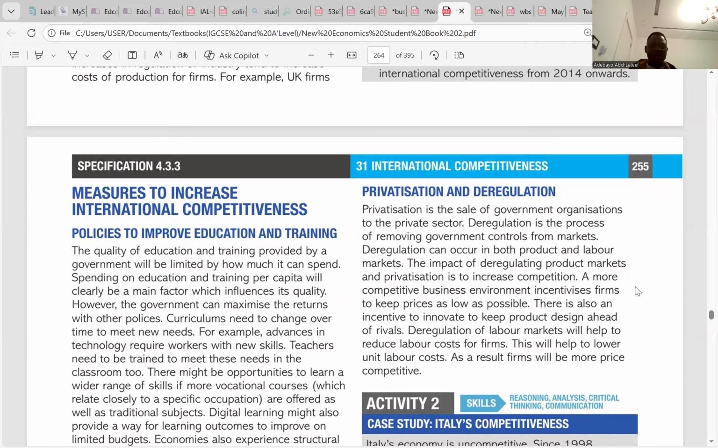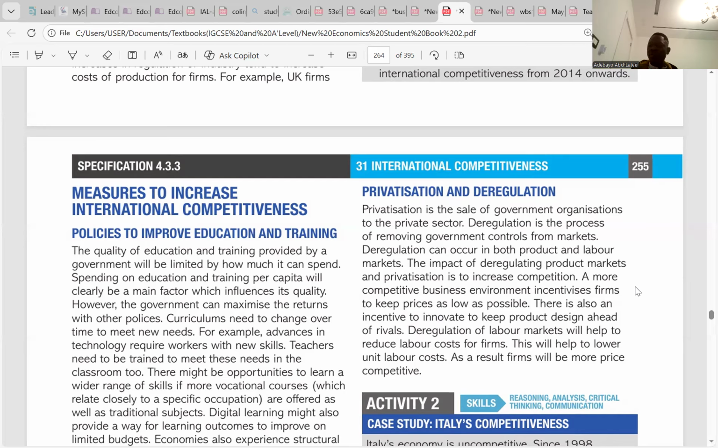So our next lesson now is about measures to increase international competitiveness. What brings about this? A country might not be internationally competitive, but that does not end it. If a country is not internationally competitive, it can work on that and it could work for it. So when you're not good at something, the only thing you need to do is to work on it and get better. So how will a country become internationally competitive? That's the point we're making here.